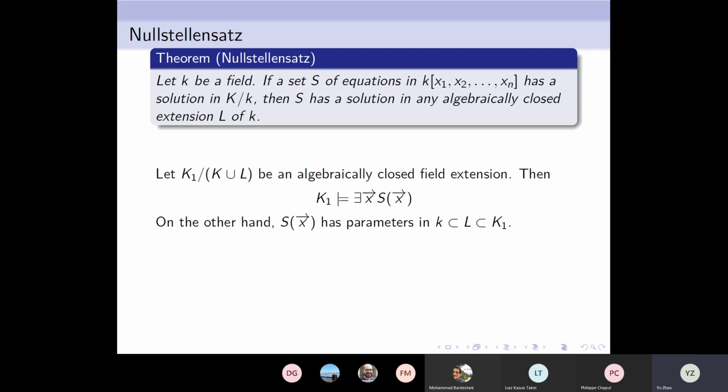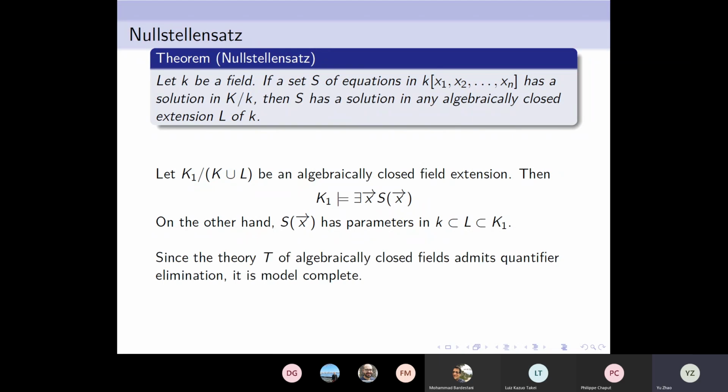On the other hand, remember Sx has parameters in small k, but K is in L, and L is an extension of K. So certainly Sx has parameters in the big L. Parameters means all coefficients come from small k or come from big L.